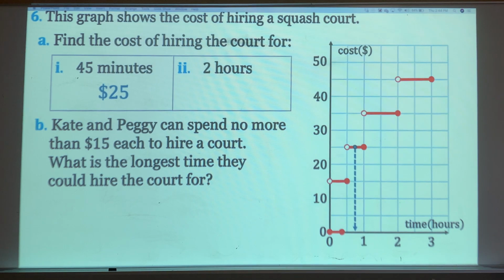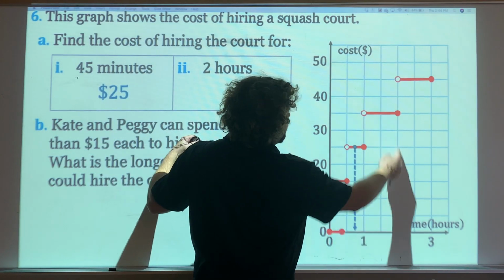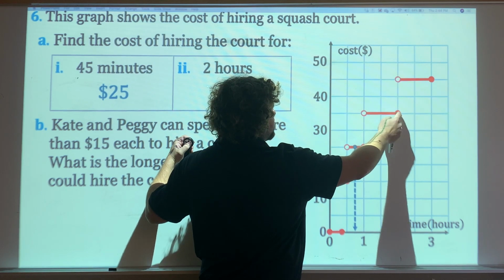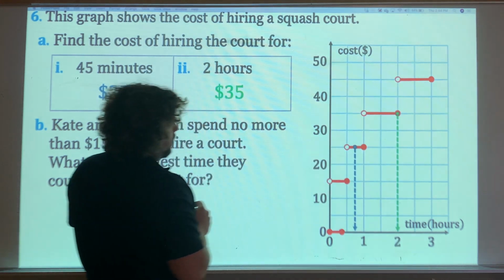All right, 2 hours. You go over to 2 hours. You go up to see where you hit. Now, even though it hit both of these, this is where the closed circle is. So this is the one that counts. And that you move over, that's $35.